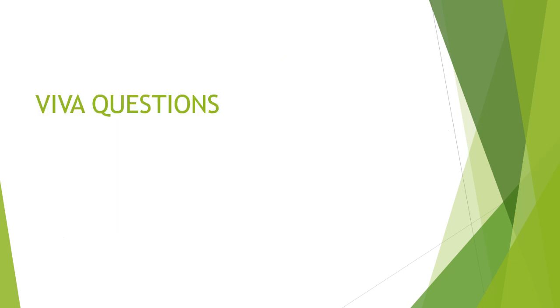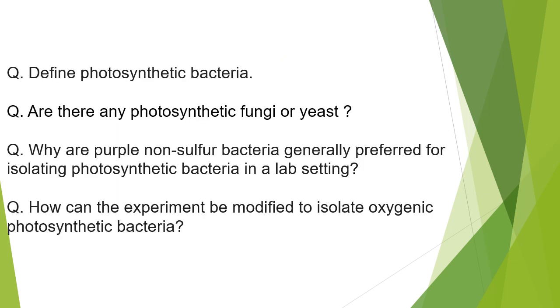Now, moving towards the viva questions. The first is: define photosynthetic bacteria. Very easy and basic question. Photosynthetic bacteria are single-celled prokaryotic organisms that can harness light energy to produce their own food, similar to plants. Unlike plants, they are anaerobic and don't require oxygen for survival. The exception here is cyanobacteria. Others are anaerobic.